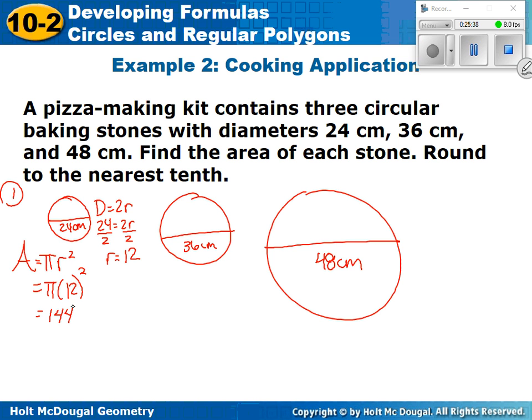So if it said leave your answer in terms of pi, or it did not say to round, you would put 144 pi as your answer. But this one says round to the nearest tenth, so grab your calculator, find your pi key, make sure you can type that in correctly.